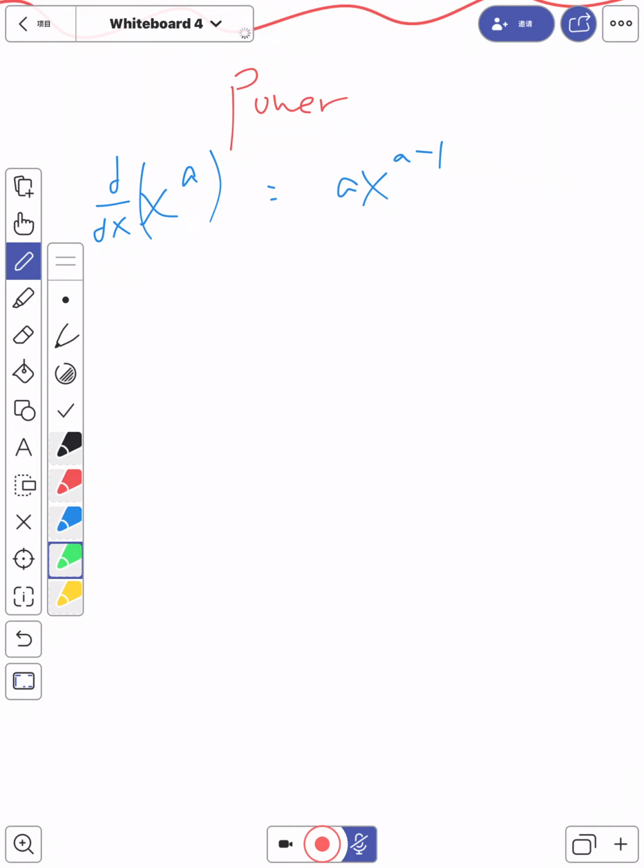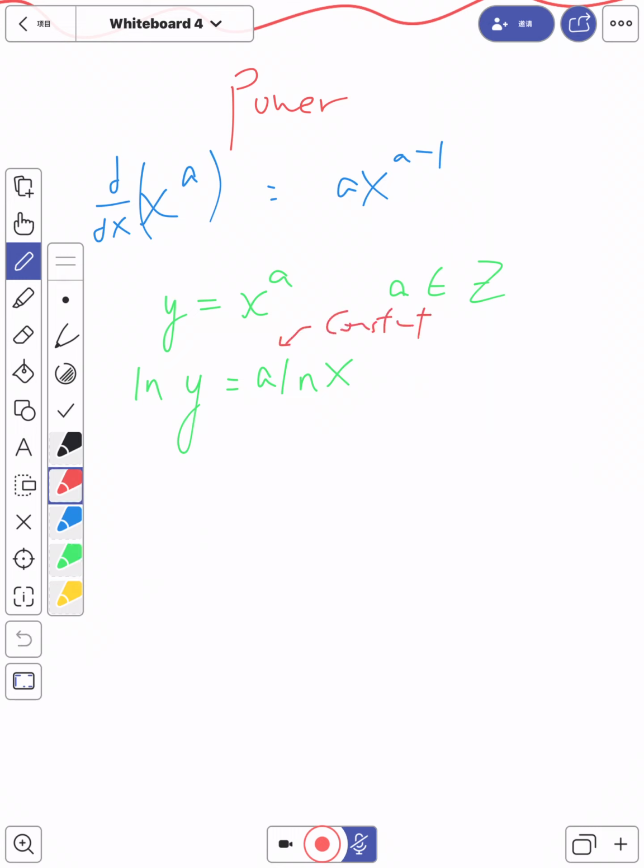Or another way is we can let y equal x to the a, where a is a constant. Now how we're going to do that is we take ln of x, and then we take the a outside. Remember, this is a constant. So we can first take d over dx. This side will be 1 over y multiplied by the derivative of y, just dy over dx, and that is equal to a times 1 over x.